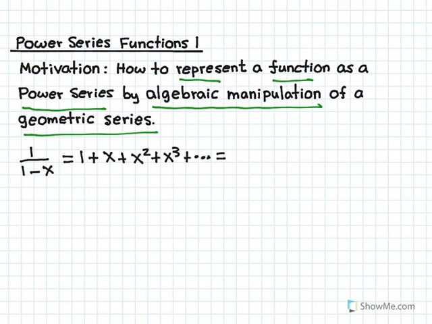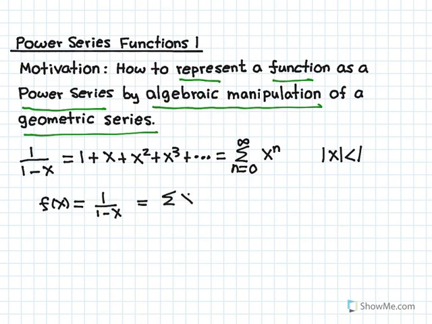We can write this in summation notation, and we get summation n equals 0 to infinity x to the power of n. And the interval of convergence is absolute value of x less than 1. So in fact, 1 over 1 minus x is represented as a sum of a geometric series. This is equal to summation x to the n, n equals 0 to infinity.